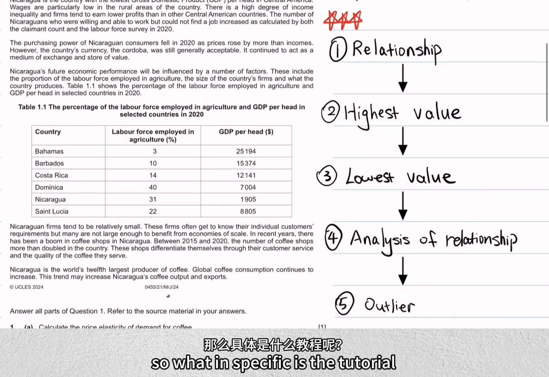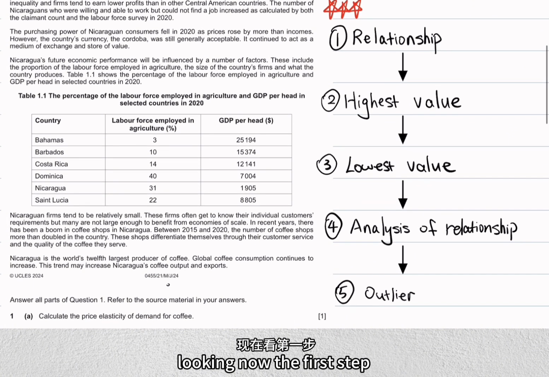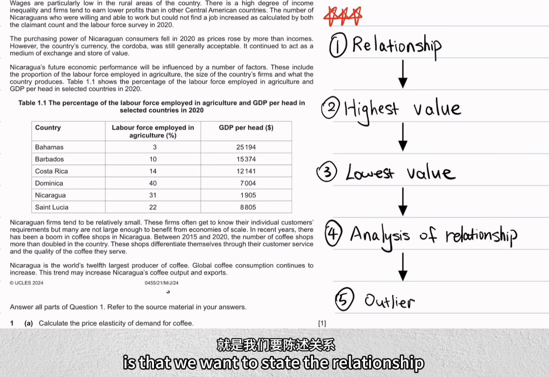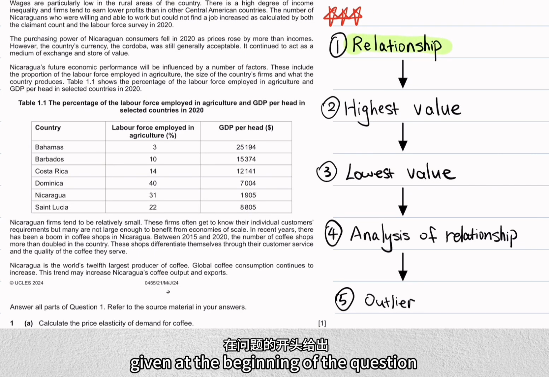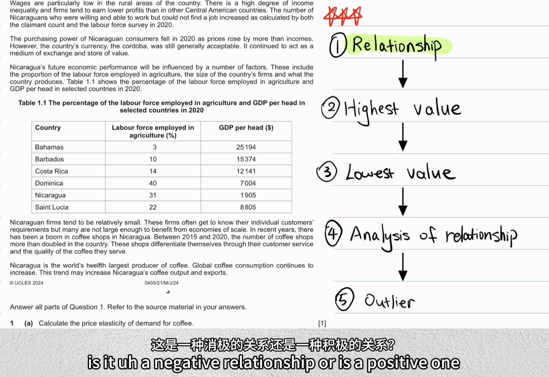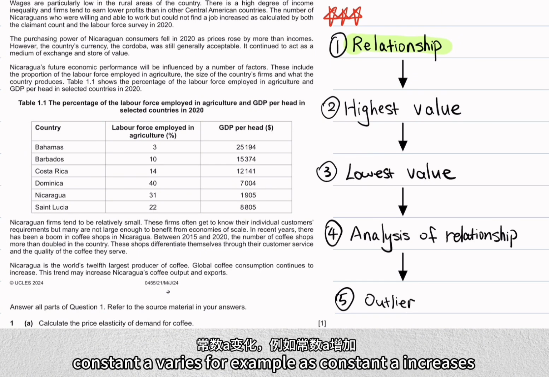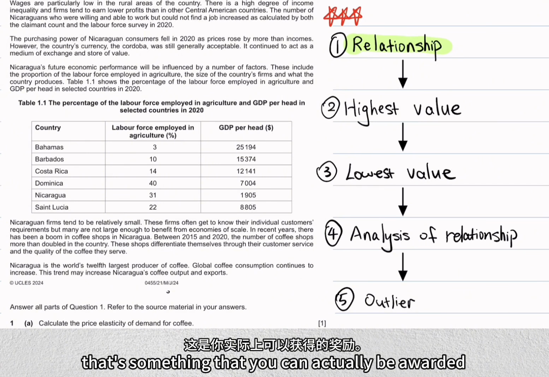So what in specific is the tutorial? Here is basically the structure. The first step whenever we're doing this type of question is that we want to state the relationship of the two factors given at the beginning of the question. All you have to do is say whether it is a negative relationship or a positive one, and you basically just put as constant A varies. For example, as constant A increases, constant B would decrease. That's something that you can actually be awarded a mark for.